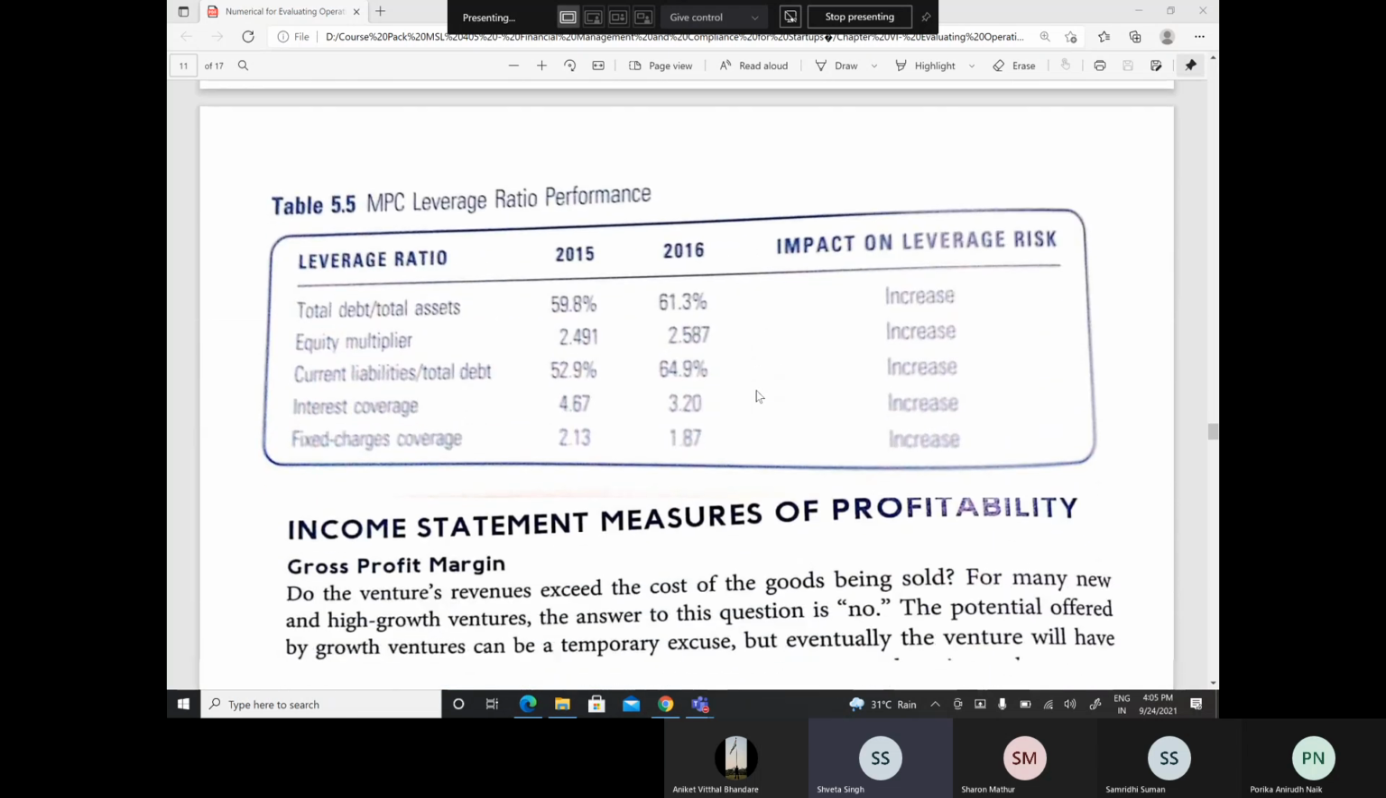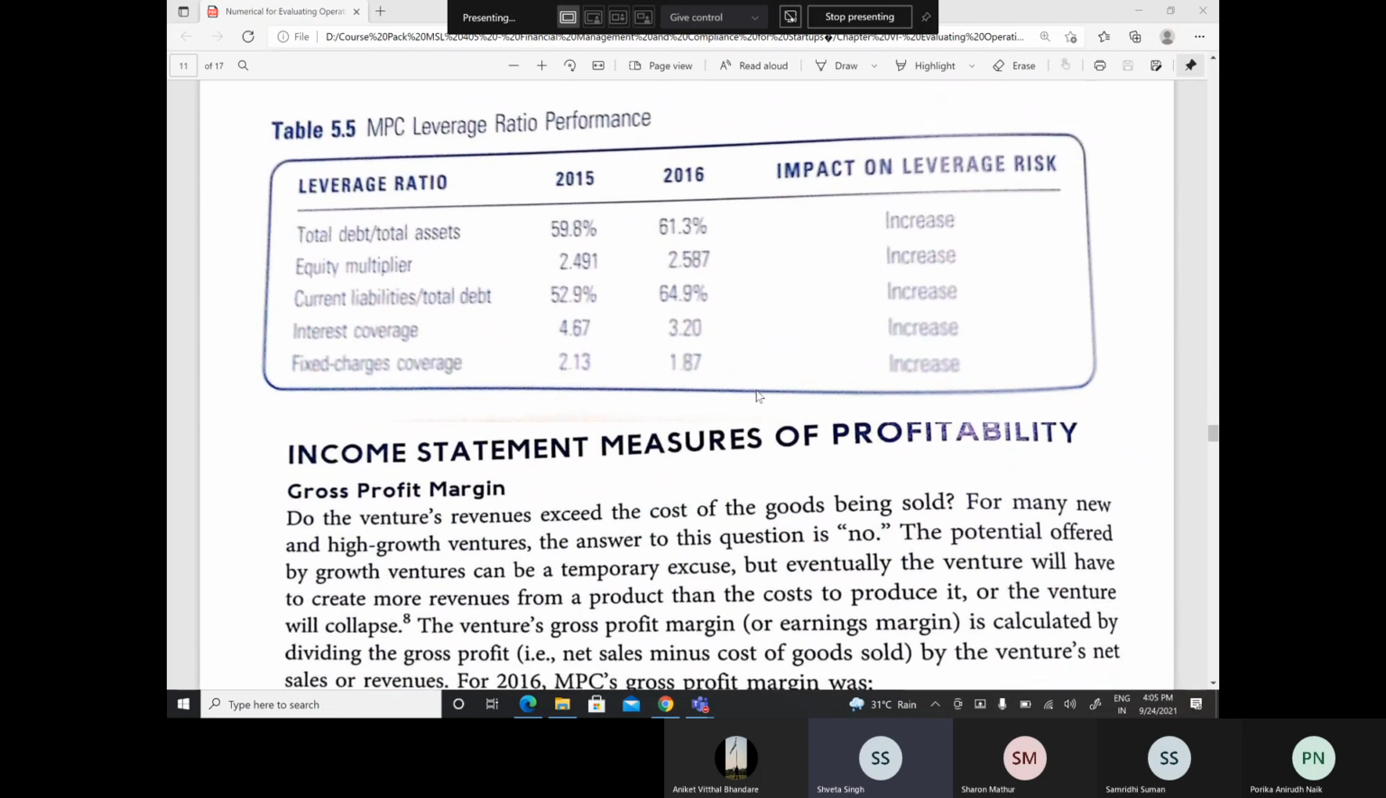So here again, you look at the leverage ratio performance. Over here, we have the total debt to total assets ratio, the equity multiplier ratio, the current liabilities to total debt ratio, and then we have the payment ratios, which are interest coverage ratio and fixed charges coverage ratio. As you can see, we have figures for 2015 and 16. So the total debt to total assets ratio has actually increased, which shows that the leverage has increased and hence it is more risky for the company because they might face solvency issues in case they're not able to repay their total debt to total assets.